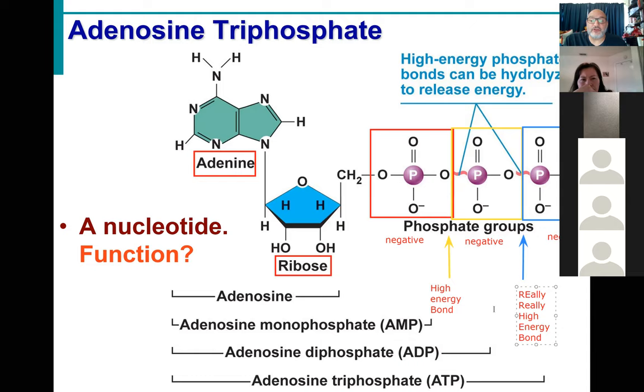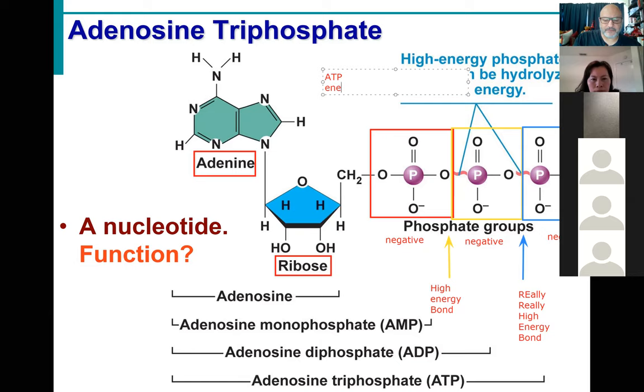So notice what we have here are two very high energy bonds, putting these three phosphates on my adenine and ribose. And of course, because it's on the screen right now, what is the fancy word for this molecule? Adenosine triphosphate. Adenosine triphosphate, which after you've written out once, we can abbreviate as ATP. ATP is basically the energy of the cell. ATP is what the cell uses to do work. And this is how it's able to do it.